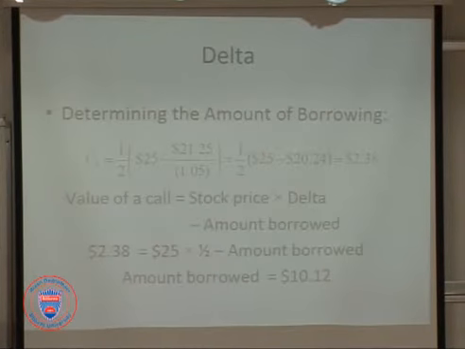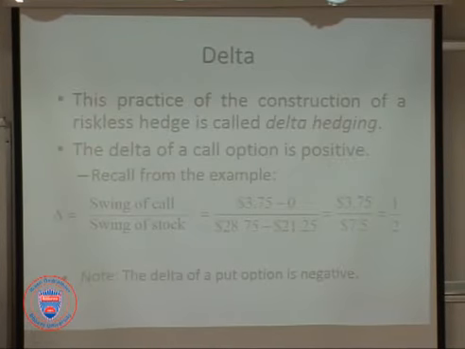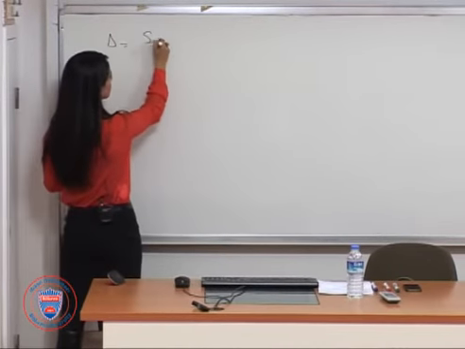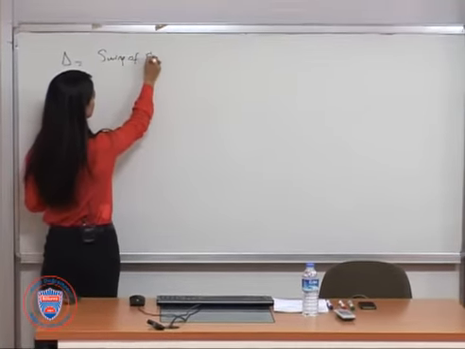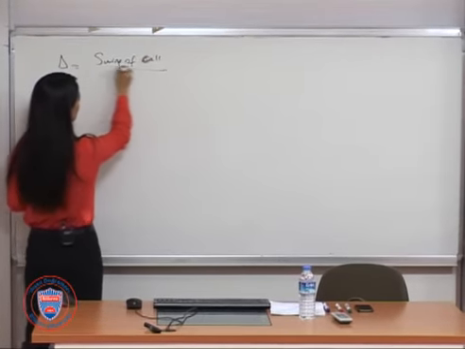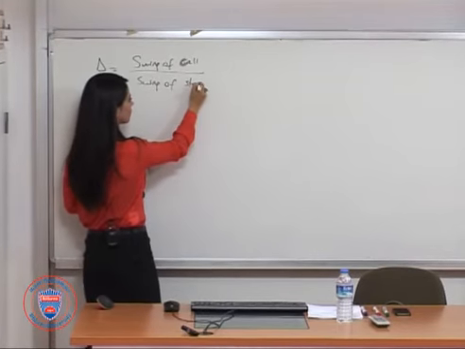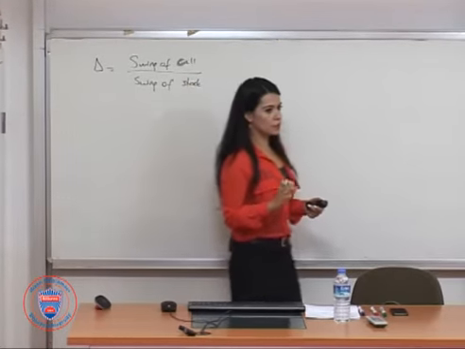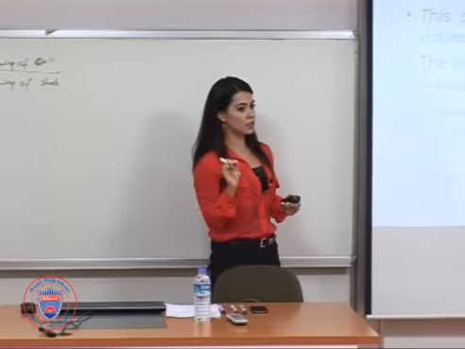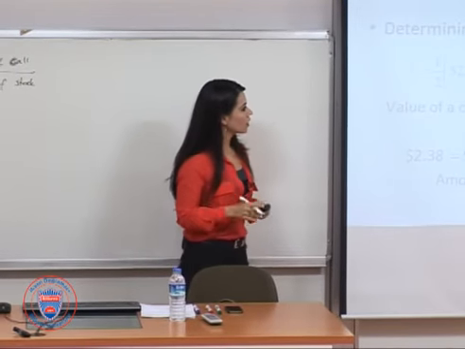Then let's move to, let me write it down. Maybe we will need it later. Delta is the swing of the call over the swing of the stock. Okay, so this tells us how much stock we need to buy.